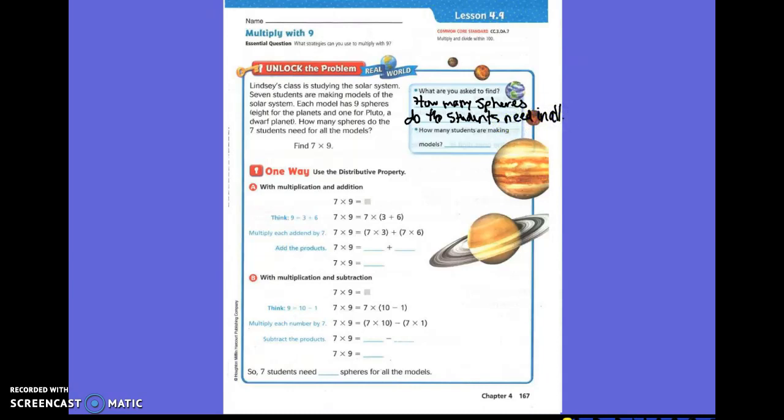You should write it. How many students are making these models, boys and girls? 7. 7 students.